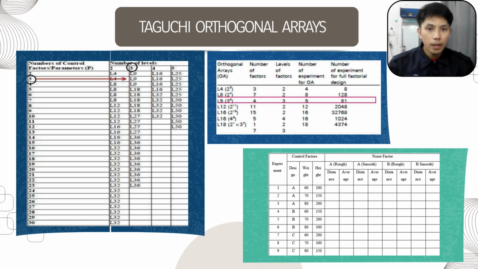Okay, so in this slide I will explain the Taguchi orthogonal array that we use in our experiment. The Taguchi orthogonal array helps us reduce the number of experiments while still obtaining reliable results. In our project, we use 3 control factors which are design, paper weight, and launch height, with 3 levels for each factor. Instead of conducting 27 experiments, we use the L9 orthogonal array, so we only needed 9 experiments. This helps us save time and make the experiment more efficient.